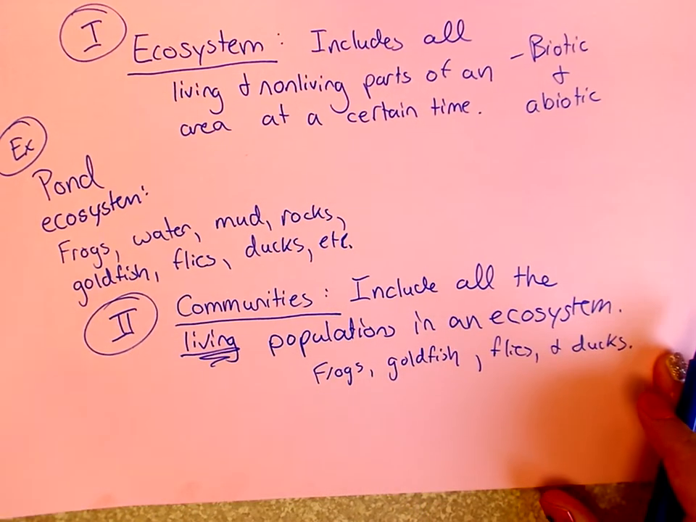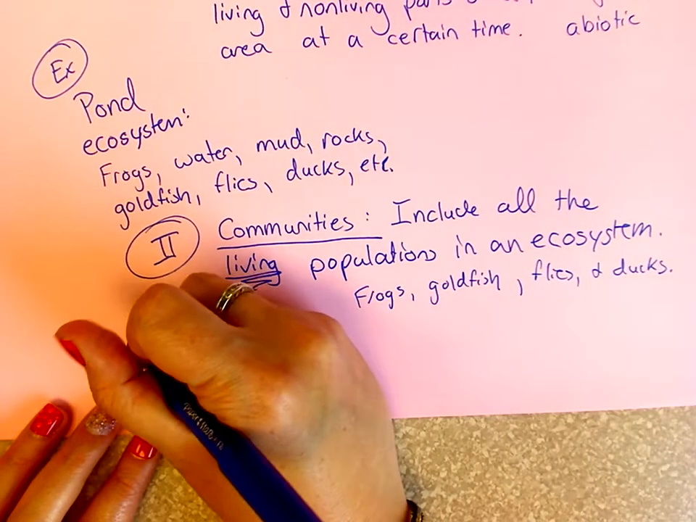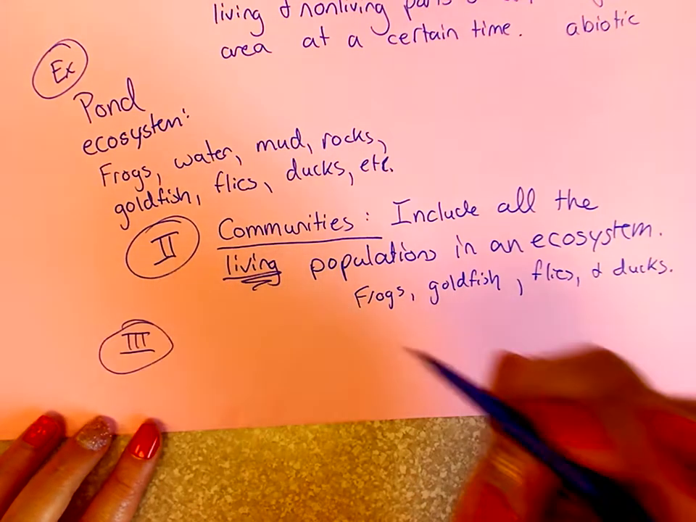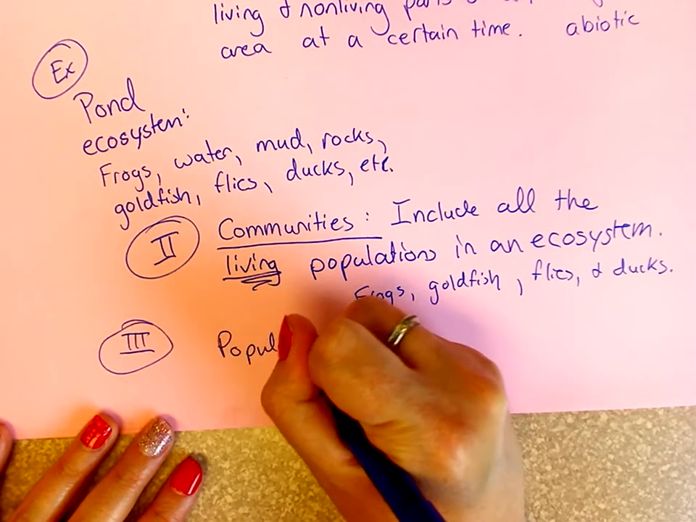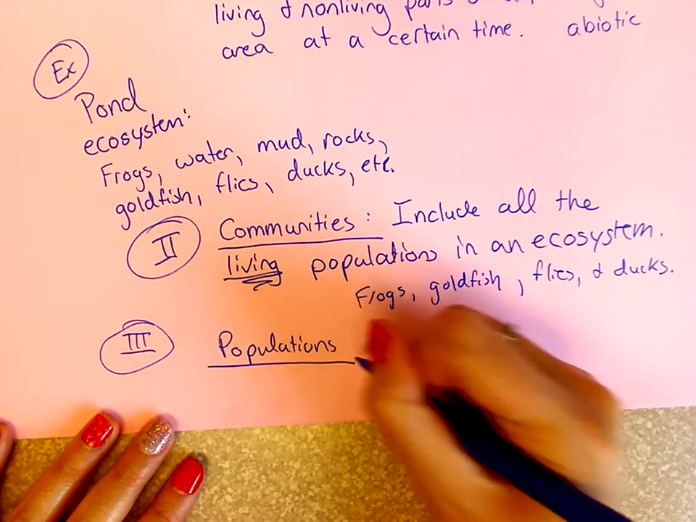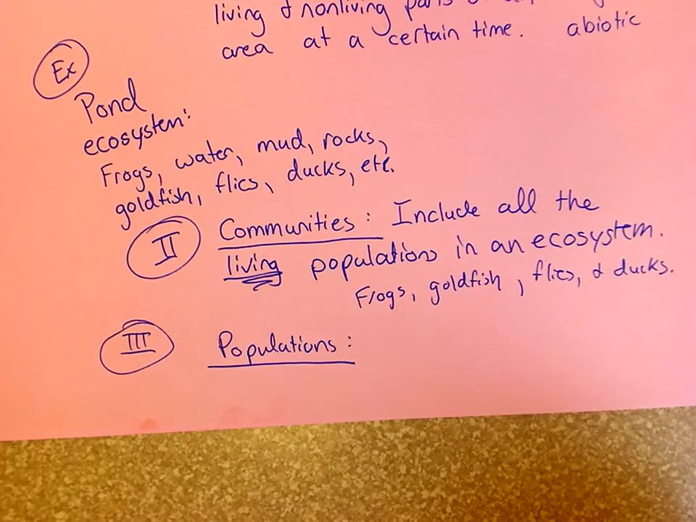And now we have kind of a third tier down, a third section, and we call those populations. Okay? Populations are going to basically be all the members of a specific species in an ecosystem at a time.